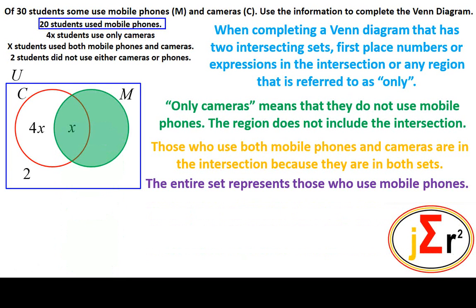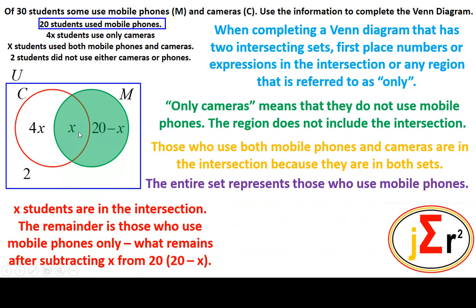The entire set represents those who use mobile phones. And of course we have X there already, and the entire number is 20. X students are in the intersection. The remainder is those who use mobile phones only. What remains is those who use mobile phones only. What remains after subtracting X from 20? We therefore will insert 20 minus X in that section, which represents those who use mobile phones only.